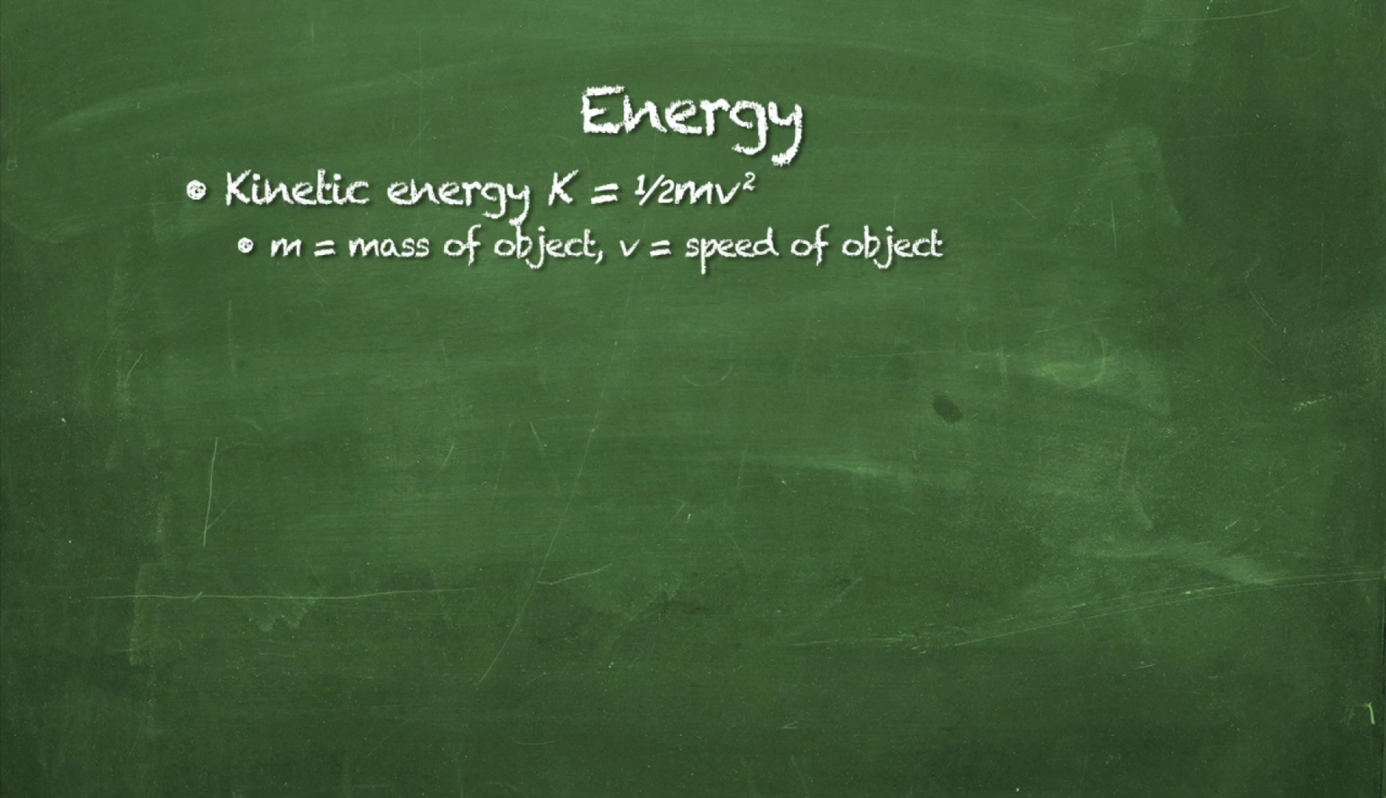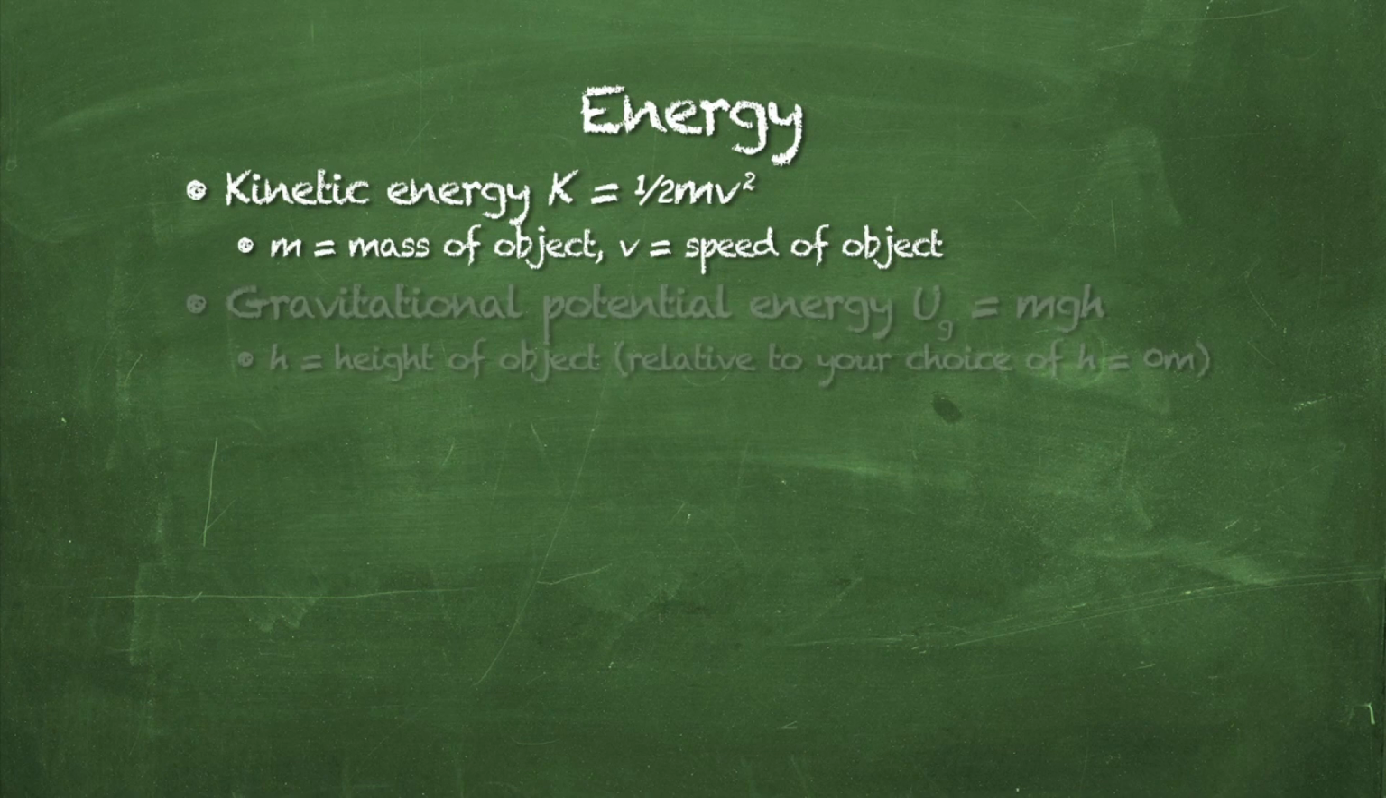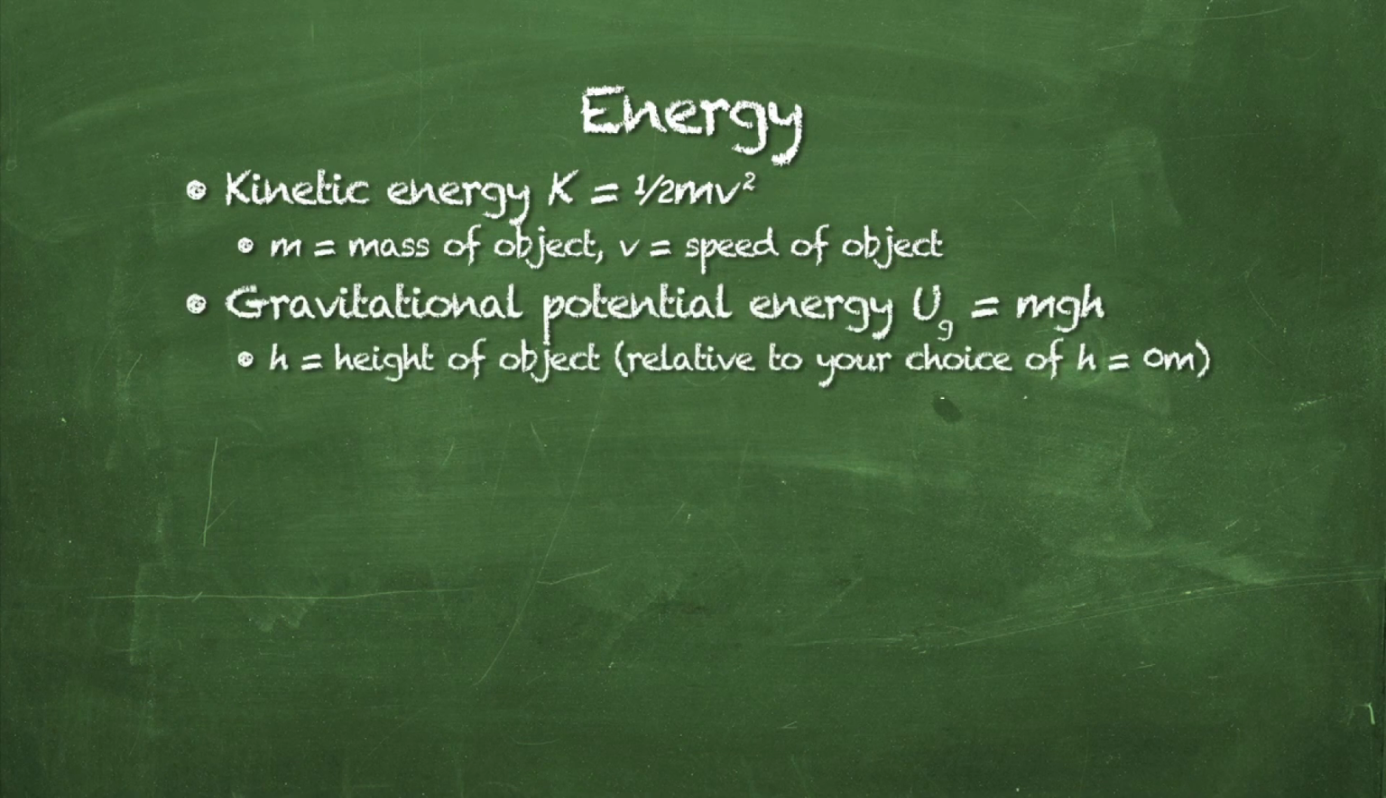The second form of energy that I introduced was potential energy. Specifically, we'll have two different types of potential energy. Gravitational potential energy, which is the energy that an object has from being in a gravitational field. When we're near the surface of the Earth, where g is a constant, then we can calculate the gravitational potential energy of an object as the object's mass times the gravitational field strength times the height of the object.